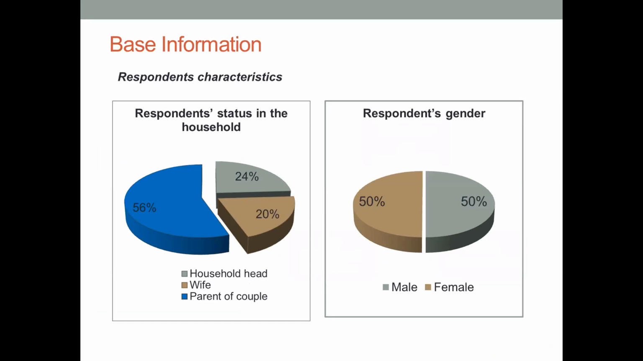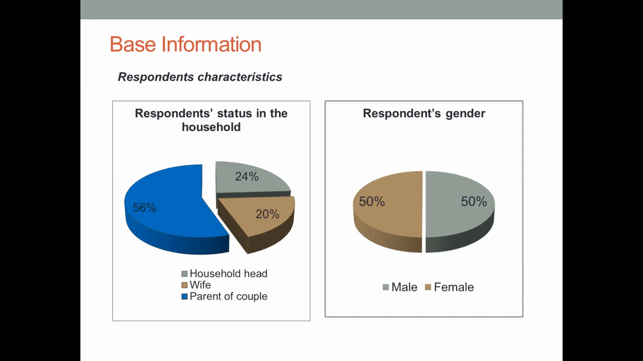So what were the informations generated from these interviews, the household interviews and the key informant interviews? For the household interviews, the 54 respondents, we found out that most of those that we interviewed were actually parents of couples. The couple, when we say the couple, it's the husband and the wife in the household. In their absence, we interviewed the parents.